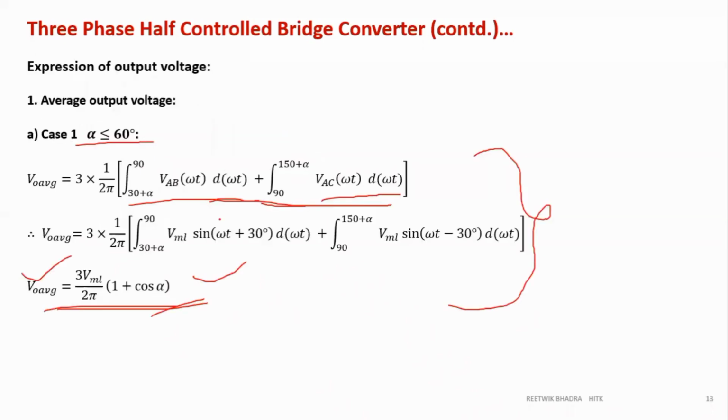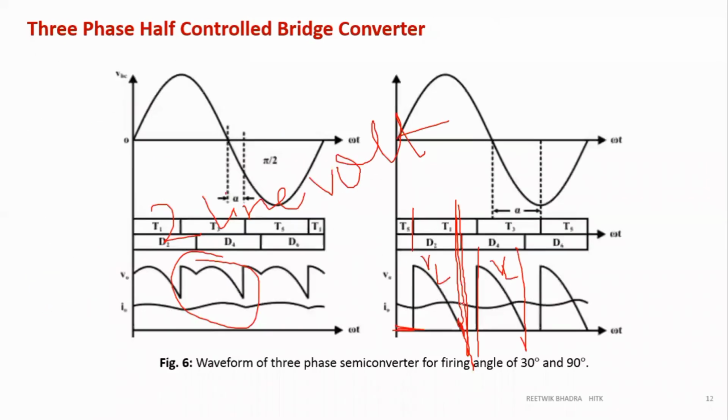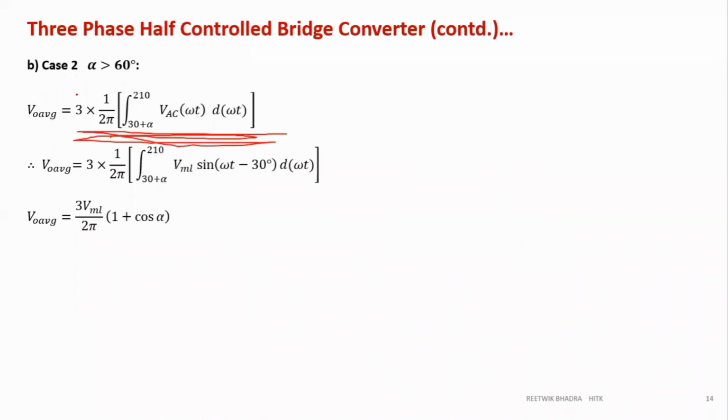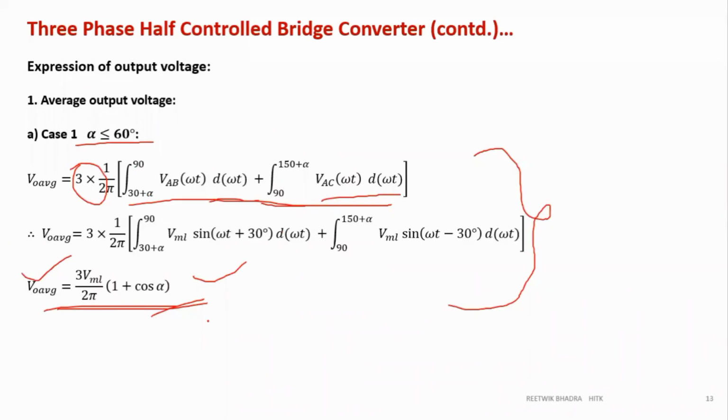How many times is it repeating? It is repeating 3 times, so it is multiplied by 3. Over here also multiplied by 3, over here also multiplied by 3. One cycle is 2 pi, so 3 by 2 pi, and you will get this formula. So please check the problem which is given. If alpha is greater than 60, use this formula. If alpha is less than 60, use this formula.